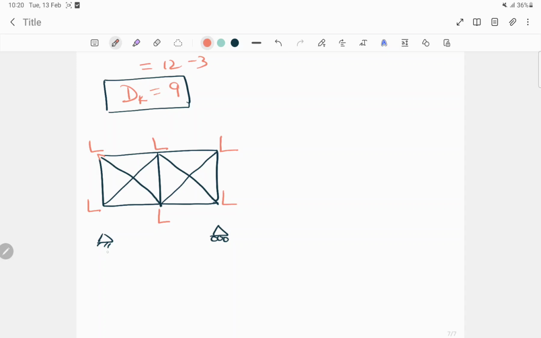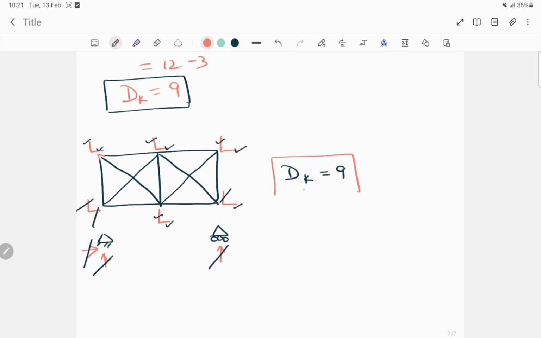Now we have two supports, one hinge and the other a roller. For the roller there will be only one unknown reaction, and in case of the hinge there will be two unknown reactions. Now see, this vertical and this vertical will get cancelled, this horizontal and this horizontal will get cancelled, and for the roller support this vertical and this vertical will get cancelled. Now how many unknown reactions are present here? Let's count: 1, 2, 3, 4, 5, 6, 7, 8 and 9. So here the dk value is equal to 9.